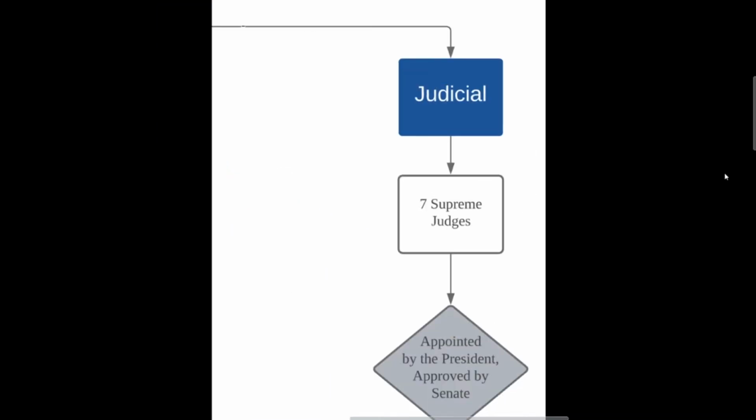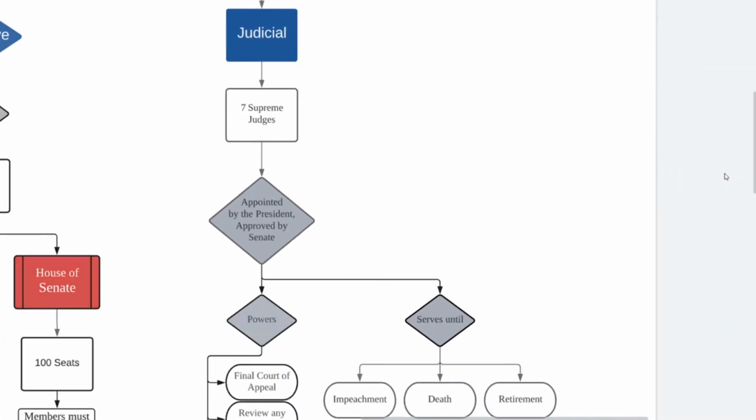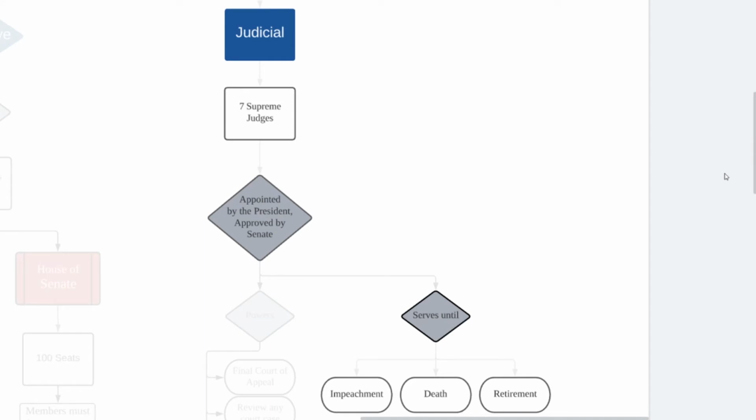Finally, we have the judicial branch of the government. As the head of the judicial branch is the Supreme Court, which is basically the equivalent of our own federal court. Presiding in the Supreme Court are 7 Supreme Judges. The Supreme Judges are elected by the President at the time and are approved by the House of Senate. Once elected, the judge works for life and only ends his service at the point of his or her death, retirement, or on special occasions when they are impeached.